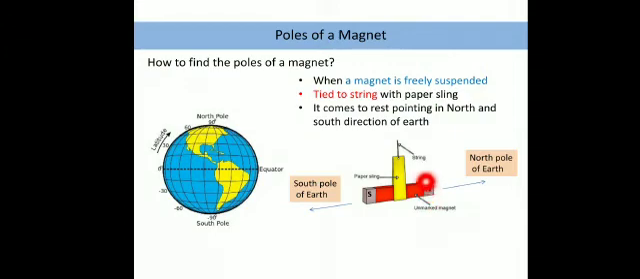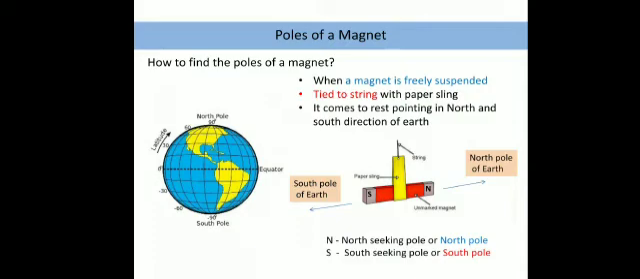So the side of a bar magnet which points towards the north pole of the Earth, we call the north pole of the magnet, and the side which points towards the south pole of the Earth, we call the south pole of the magnet. We also refer to the north pole as the north seeking pole and the south pole as the south seeking pole.